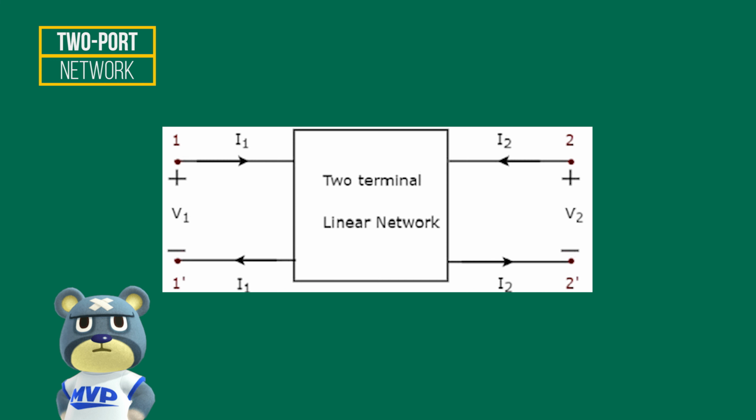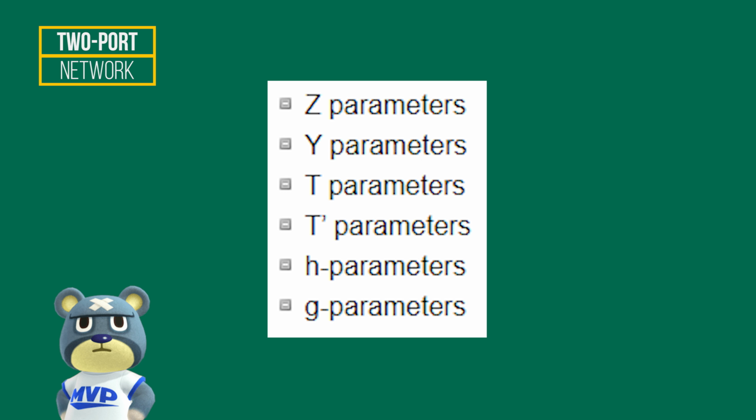Two-port network parameters. The parameters of a two-port network are called two-port network parameters, or simply port parameters. The types of two-port network parameters consist of Z parameter, Y parameter, T parameter, T dash parameter, H parameter, and G parameter.